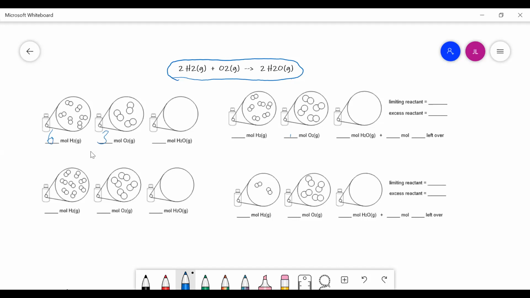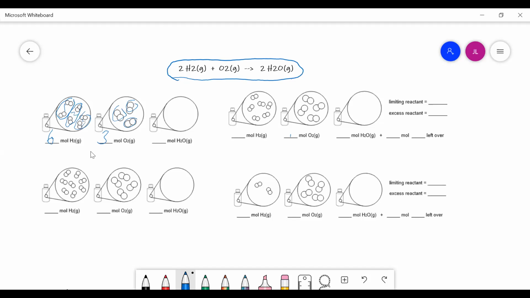So if we break these down separately, every time we use 2 moles of hydrogen, we're going to use 1 mole of oxygen, producing 2 moles of water. So if I can group those together, just to think of this visually, use 2 of those, every time I'm going to use 1 of those.